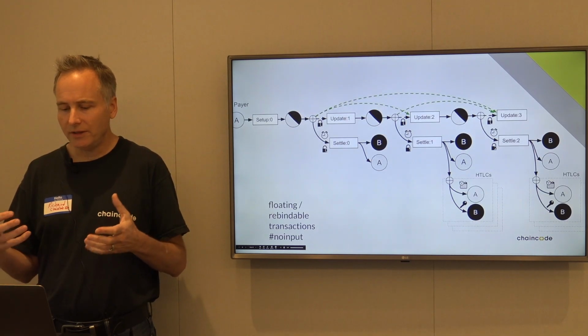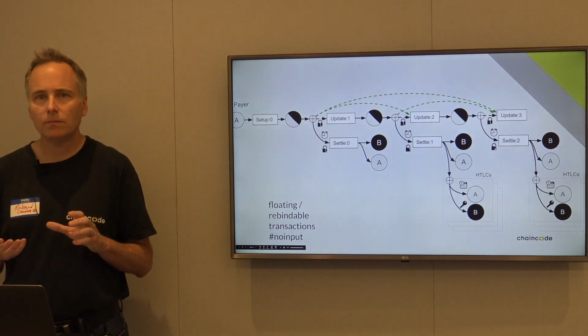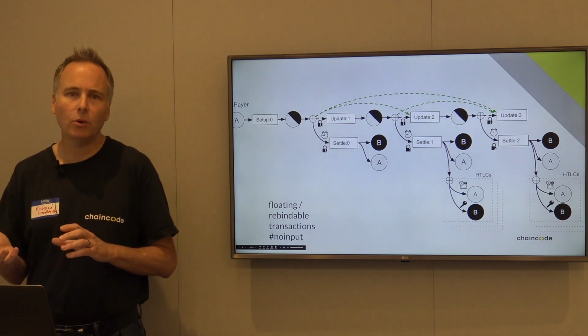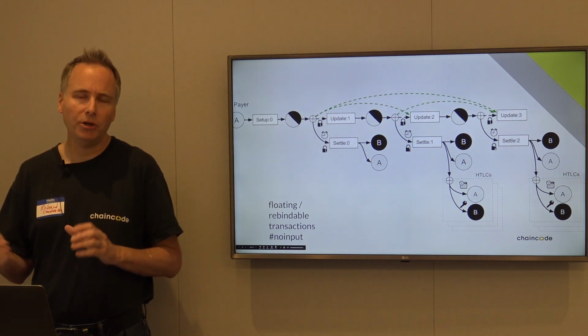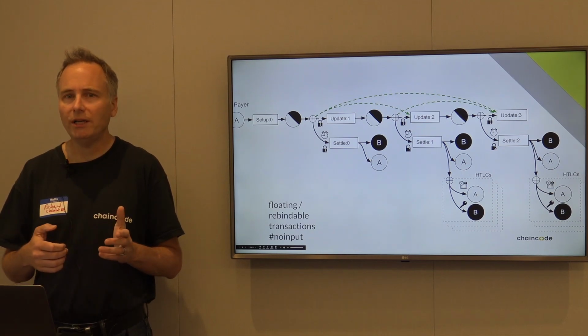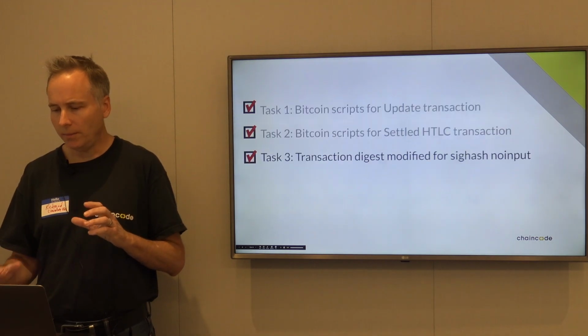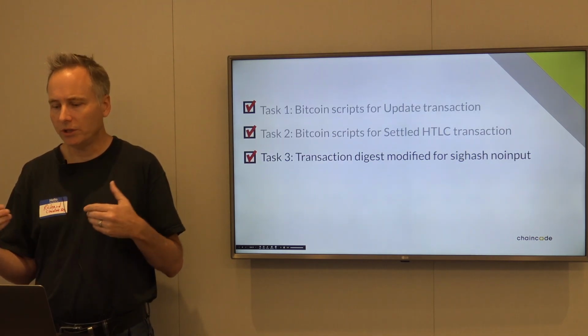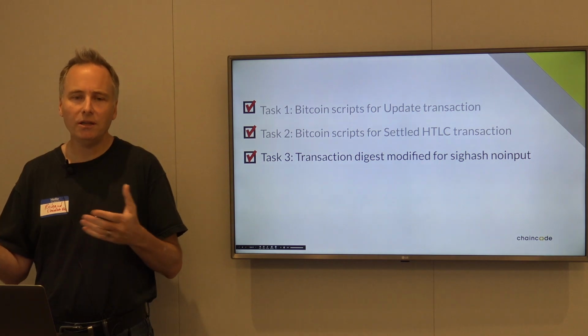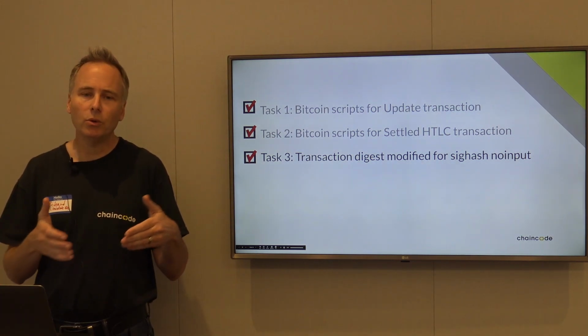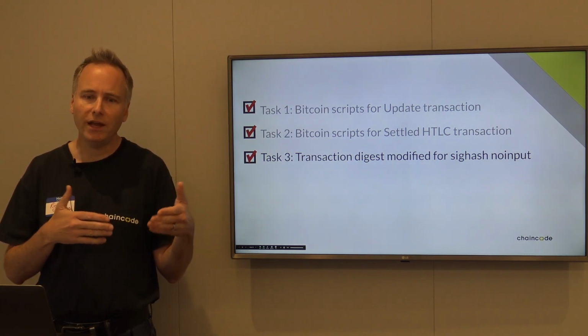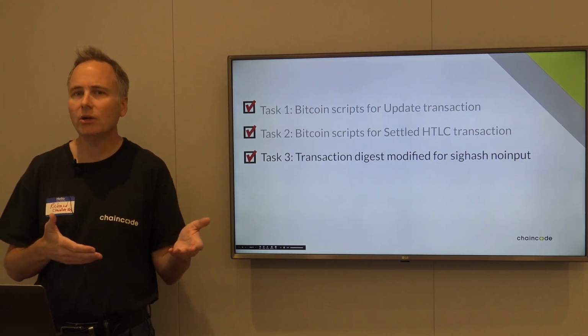And I should say, this is done through a soft fork change to Bitcoin, which is SIGHASH_NOINPUT. And this is a proposal, BIP 118, which makes this possible. So part of the work I did on this framework was to implement SIGHASH_NOINPUT in the Bitcoin testing framework so that it would work with a modified fork of Bitcoin that had SIGHASH_NOINPUT implemented.